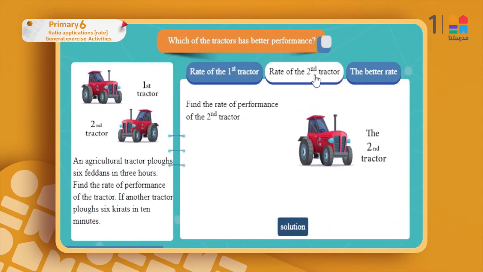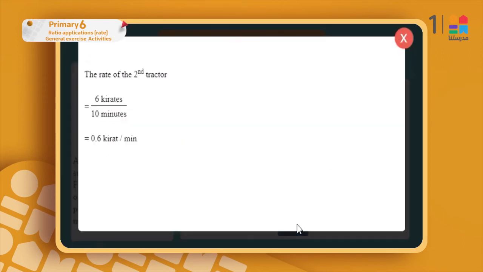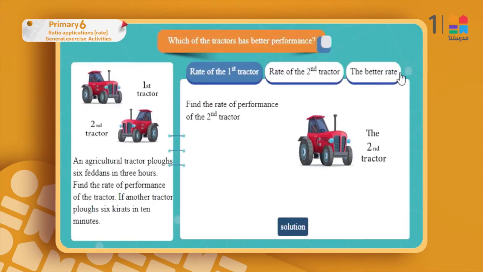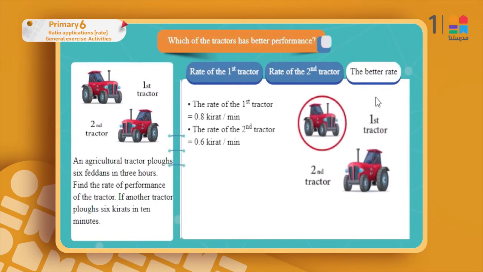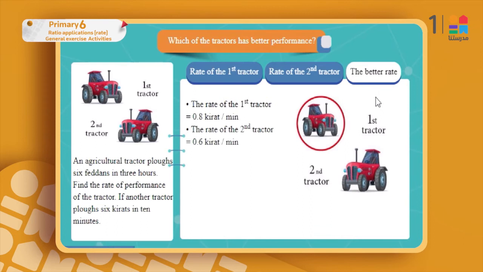Think with me how to find the rate of performance of the second tractor. Here, we don't need to convert fedans to kirats, because the rate of the second tractor is 6 kirats over 10 minutes, which equals 0.6 kirat per minute. The rate of the first tractor equals 0.8 kirat per minute, while the rate of the second tractor equals 0.6 kirat per minute. Therefore, the first tractor has better performance than the second one.